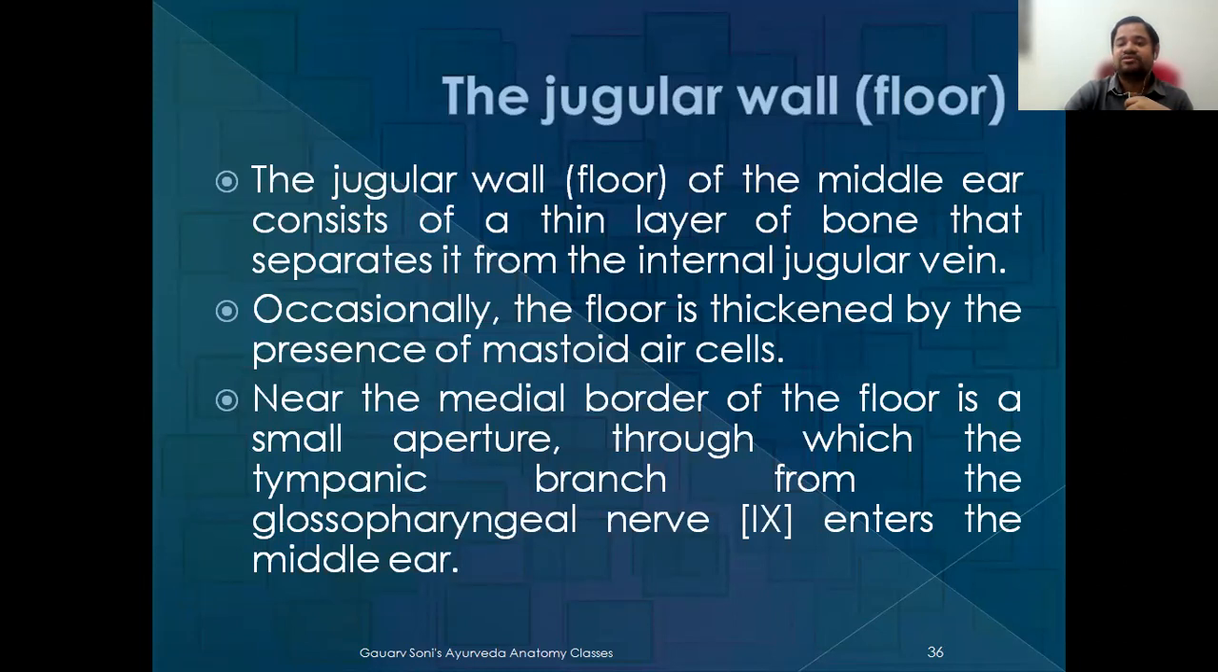Near the medial border of the floor, there is a small aperture or foramen through which the tympanic branch of the glossopharyngeal nerve, that is cranial nerve number 9, is going to enter the middle ear. So here you have to remember two things. First of all, on the lower side of the floor, there is the internal jugular vein, and then on the medial border of the floor, there is a small foramen through which the tympanic branch of the glossopharyngeal nerve is going to enter the middle ear and form the tympanic plexus.